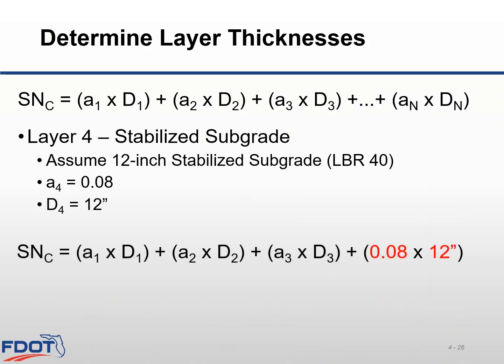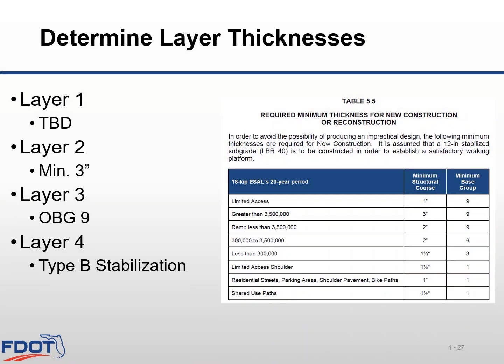and now we can move on to the next layer. So let's review everything we know so far. We just determined that we're going to call for 12 inches of type B stabilization. We also just looked at table 5.5 and found that based on our projected traffic, our minimum structural course needs to be 3 inches thick, and our minimum base group is base group 9.